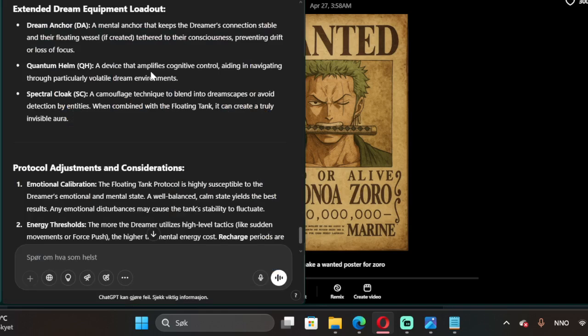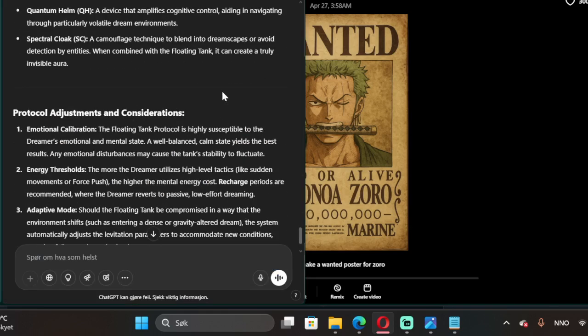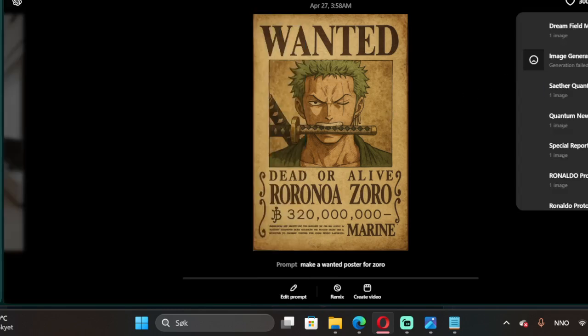Spectral cloak, SC. A camouflage technique to blend into dreamscapes or avoid detection by entities. When combined with the floating tank, it can create a truly invisible aura.